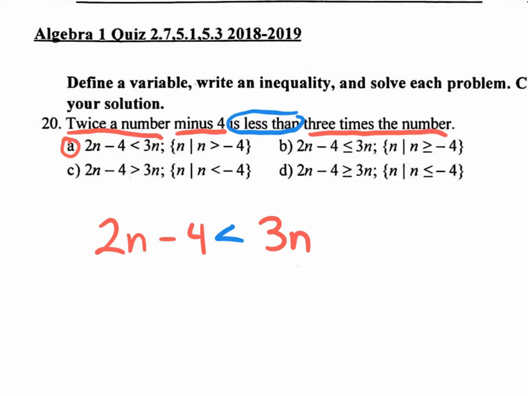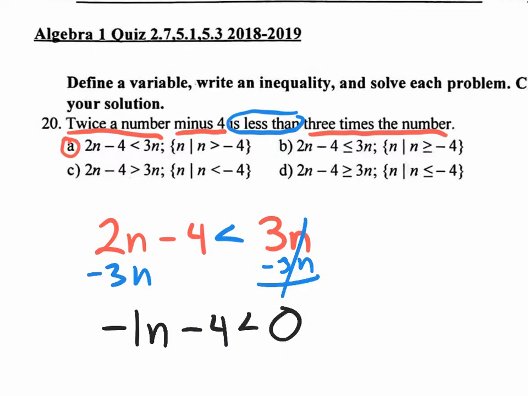Actually, no, let's get rid of the n's first. So instead of going plus 4, we have n's on both sides. Let's get rid of one of them. I want to get rid of that 3n by subtracting 3n. It'll cancel out. Subtract 3n. You will have negative 1n minus 4 is less than nothing.